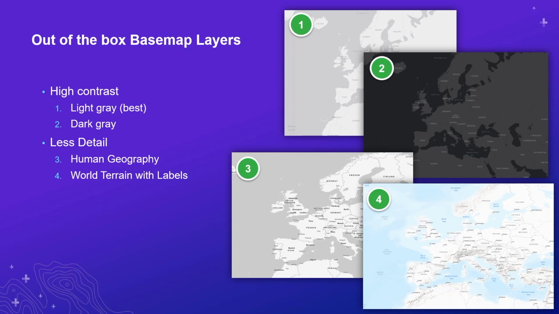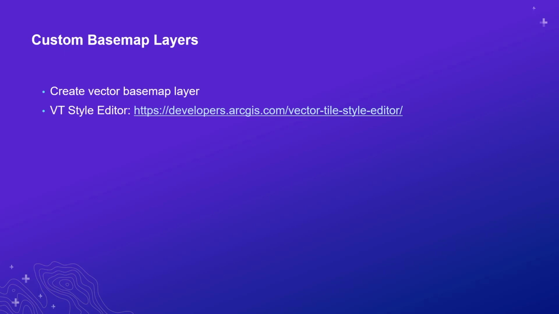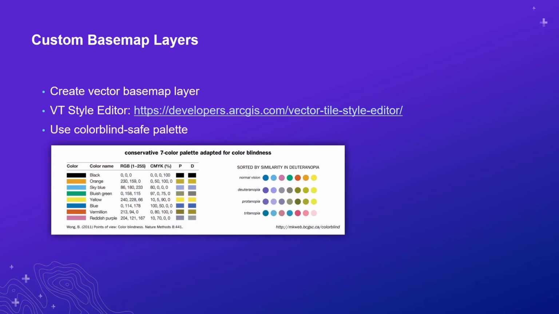How do you make a decision which Basemap layer to use? Well, that really depends on your operational data, right? You make the choices given the Basemap layers we have here. And if none of those Basemap layers work for you, you can always create your own custom Basemap layer using the vector tile style editor. And I want to give you a quick demo to show you how easy it is to actually create your own vector tile basemap layer.